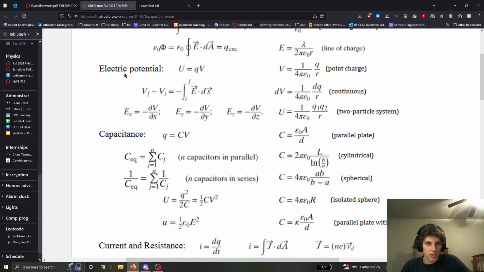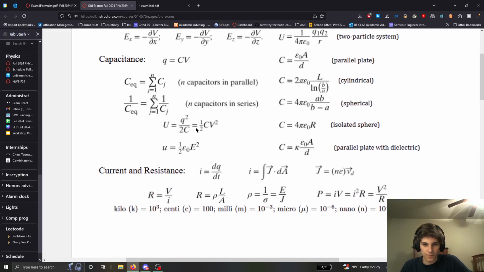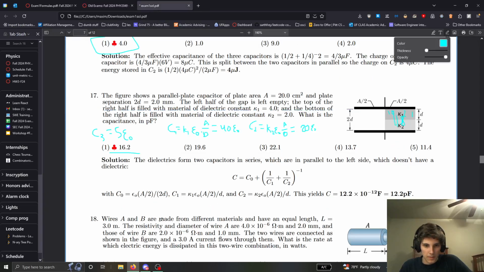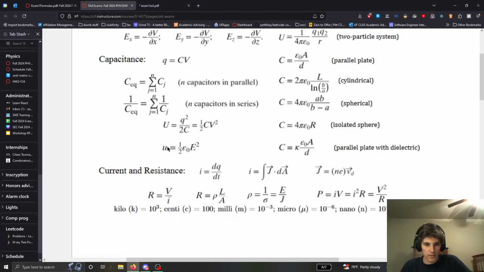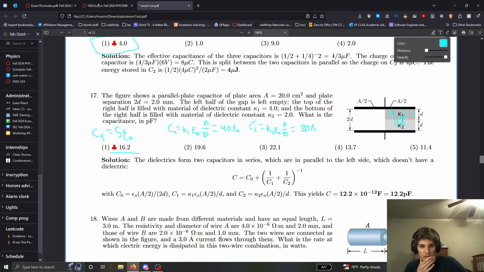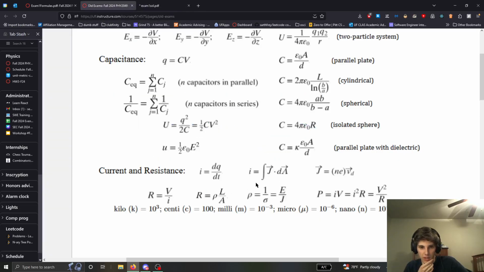Different materials. We're going into resistivity here, this sort of stuff. Different materials, lengths, we're given the areas, the diameters, and we're given a current. So we're obviously going to be using this formula here since we're given resistivity. We want energy dissipated, which is this power formula here.